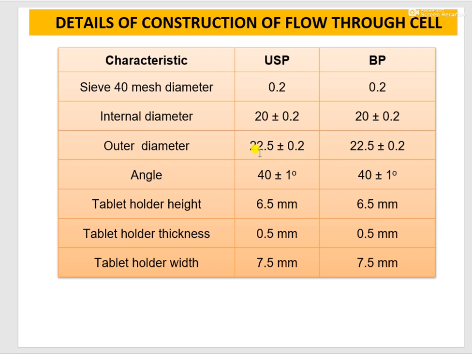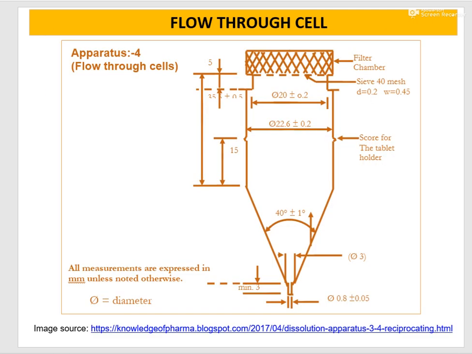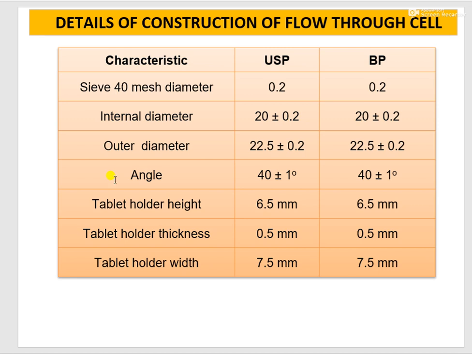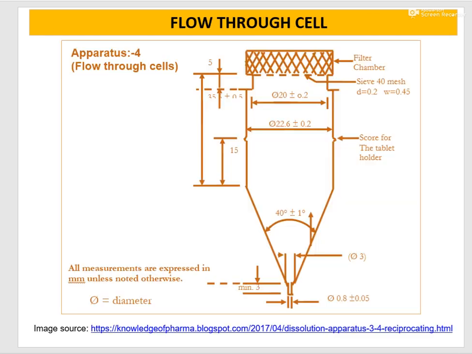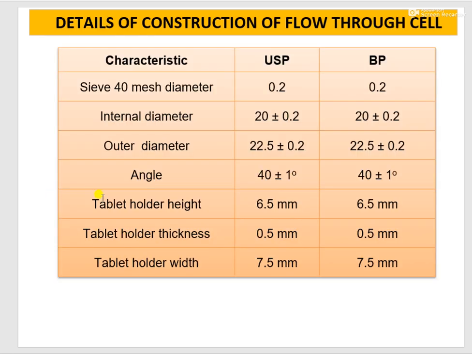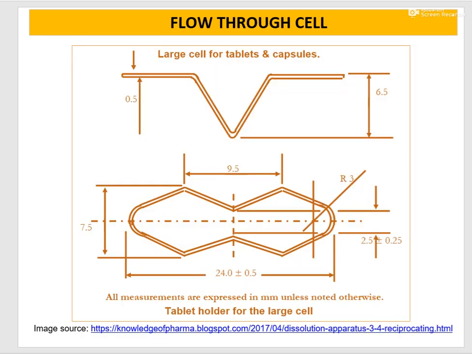Outer diameter of cell, 22.5 plus or minus 0.2. This is the outer diameter of flow through cell. This is internal diameter. This is outer diameter of cell. Angle 40 degree. The angle is 40 degree plus or minus 1 degree. Tablet holder height 6.5 millimeter. This is the tablet holder.